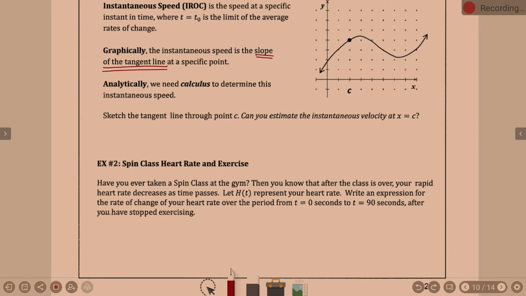So sketch the tangent line through point C. Can you estimate the instantaneous velocity? So a tangent line does what? It just touches. It's touch and go. It doesn't go through the line more than once, it just touches at one spot. Now, right here, yes, this is where I stink at drawing this freehand.